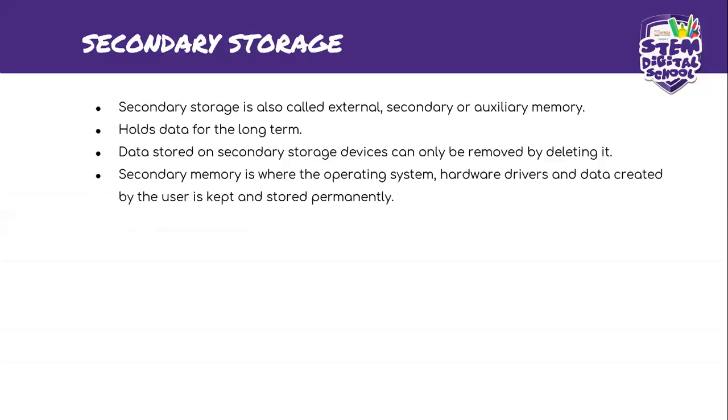So secondary memory is where the operating system, hardware drivers, and data created by the user is kept and stored permanently. This is where you find your hardware drivers and data created by the user. This is where this data and these hardware drivers are stored permanently.